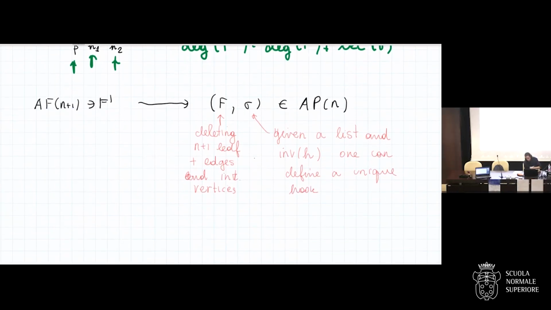So if I gave you list 1, 3, 2. Wait. Sorry, I didn't prepare this example, and I don't want to mess everything up. But the point is that, given a list of numbers, one can recover a unique hook.